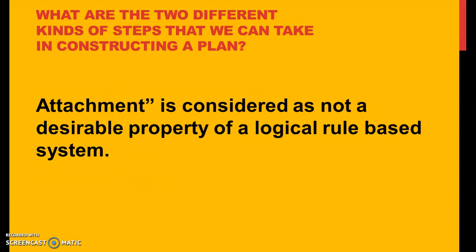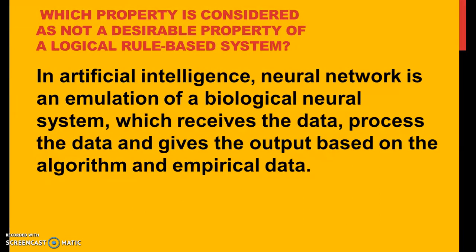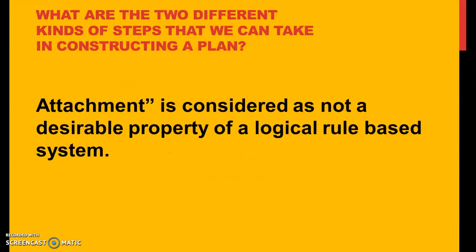What are the two different kinds of steps that we can take in constructing a plan? Which property is considered as not a desirable property of a logical rule-based system? Attachment is considered as not a desirable property of a logical rule-based system.